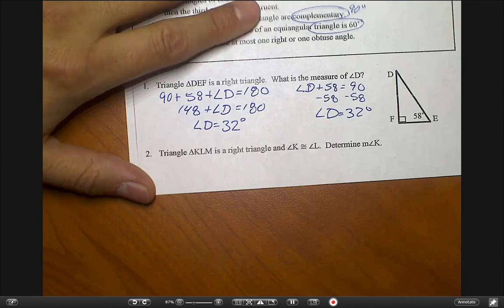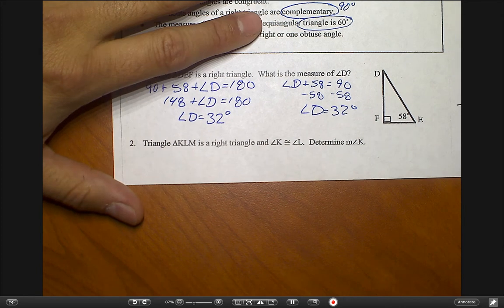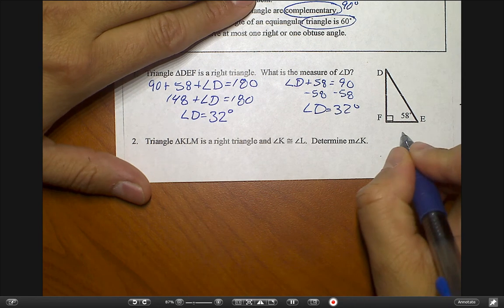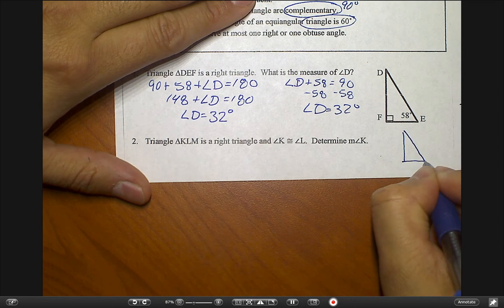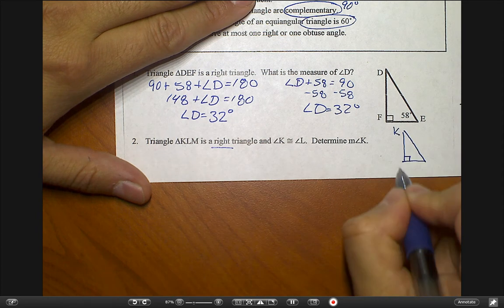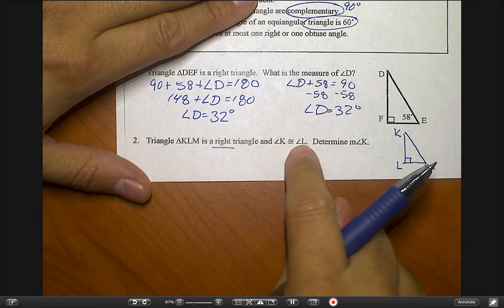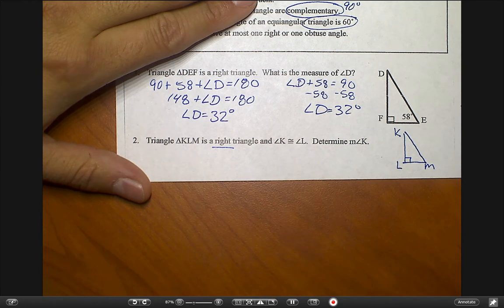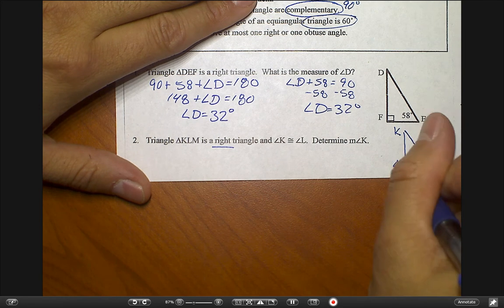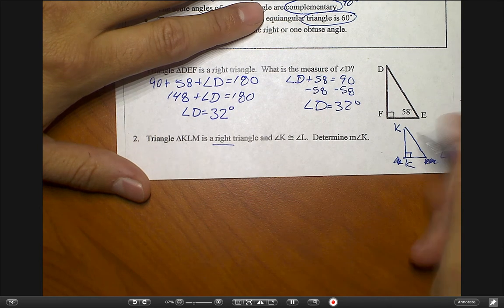Now the next one is one that you're going to see on the test, so I want to make sure you guys actually understand this piece right here. Triangle KLM. So I'm going to draw a triangle. It's a right triangle. So K, L, M, and K is congruent to L. Ah, dang it. L has to be over here. K has to be over here. They kind of got me on that one. Where's the M?